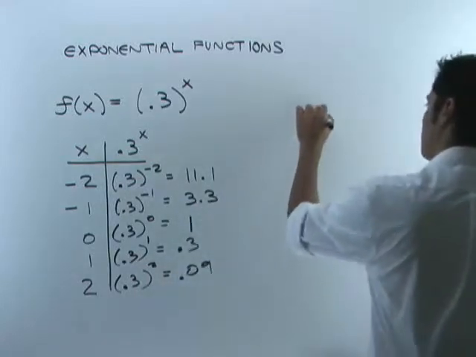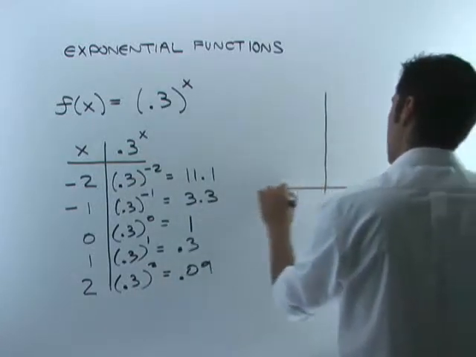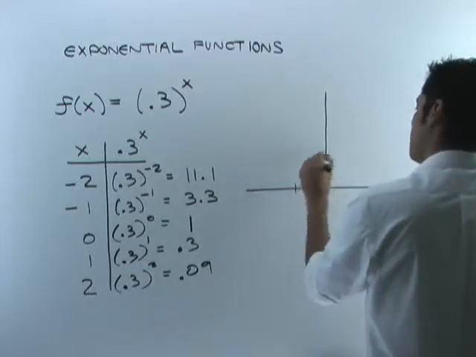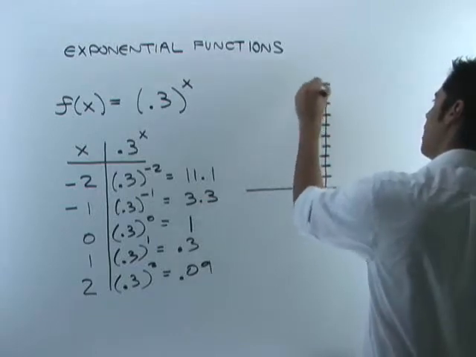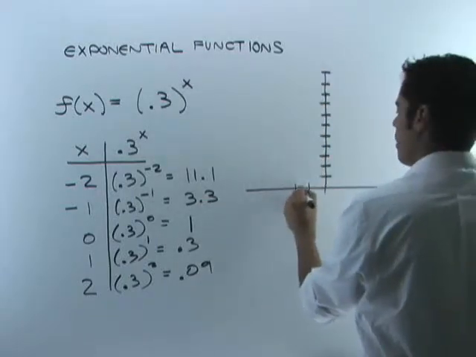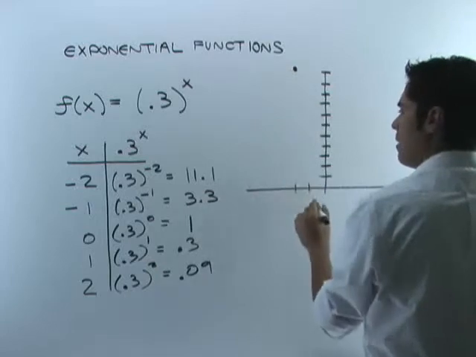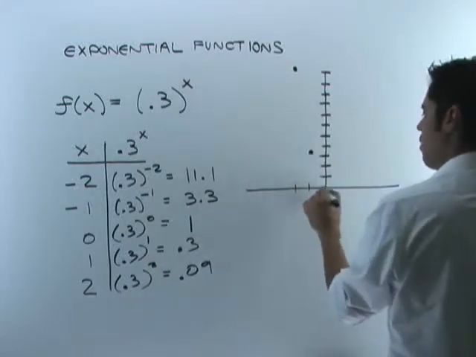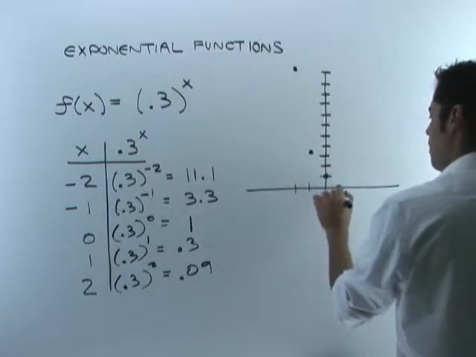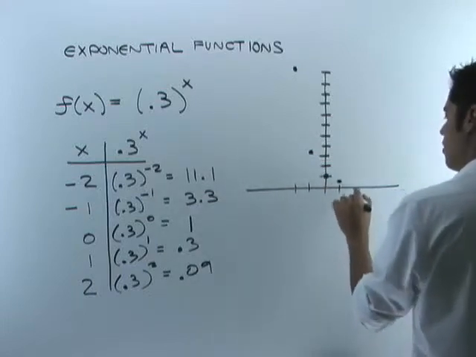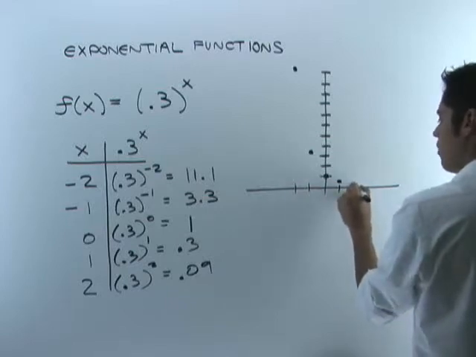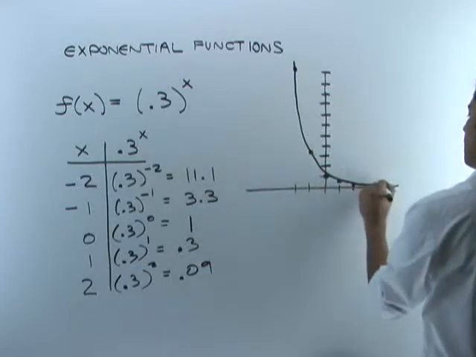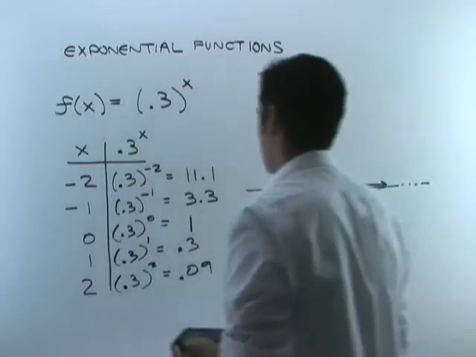So if I graph these, at -2, I'm up at 11. I'm at like 11.1, so I'm up here. At -1, I'm at 3.3. At 0, I'm at 1. At 1, I'm at 0.3, so like here. At 2, I'm at 0.09. It's real close to the x-axis. But you can see now, it's going to go like this and get closer and closer to the x-axis again.